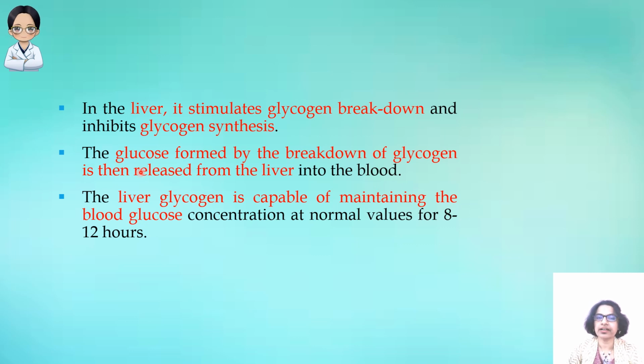So what is happening here? The glucose formed by the breakdown of glycogen is then released from the liver into the blood. The liver glycogen is capable of maintaining the blood glucose concentration at the normal value for 8 to 12 hours.